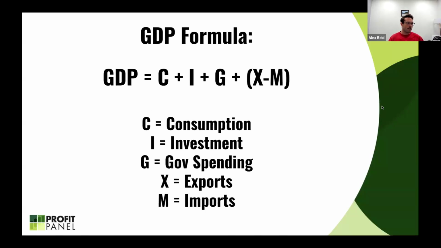Don't worry, we're not going to get too esoteric on this, but just quick for people who don't know, right? GDP, that sounds good, right? Oh, we're growing, we're growing. Well, let's look at this. What's the GDP formula? It's C plus I plus G plus parentheses X minus M. C is consumption, I is investment, G is government spending, X is exports, and M is imports.